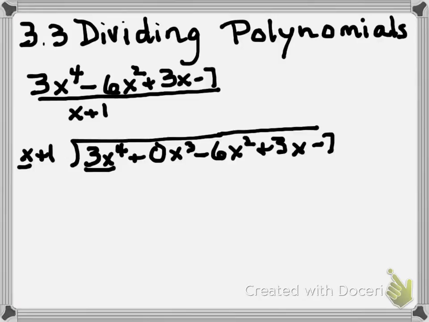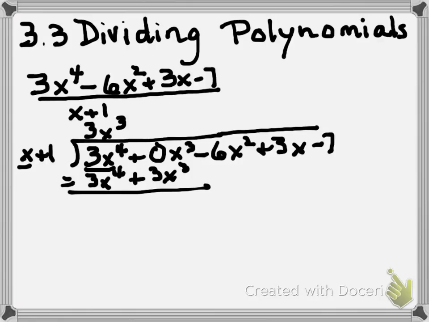Now we take the first term in the dividend and the first term in the divisor. 3x to the fourth divided by x is 3x cubed. Then we multiply 3x cubed times each term in the divisor. So 3x cubed times x is 3x to the fourth. 3x cubed times 1 is 3x cubed. Then we change the signs of each of the terms in the second polynomial. So we have 3x to the fourth minus 3x to the fourth is 0. Then 0x cubed minus 3x cubed is negative 3x cubed.